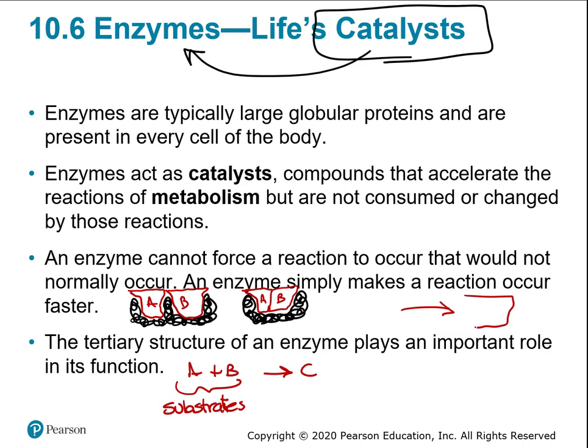And once we make C, once the enzyme releases C, the product, it can actually go back and do this again. So it can do this reaction over and over and over and over. So it doesn't just do it once. Enzymes don't get used up in a reaction. That's why they're really true catalysts, because catalysts just help to speed the reaction up over and over.